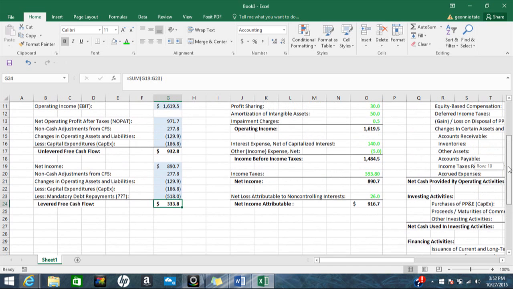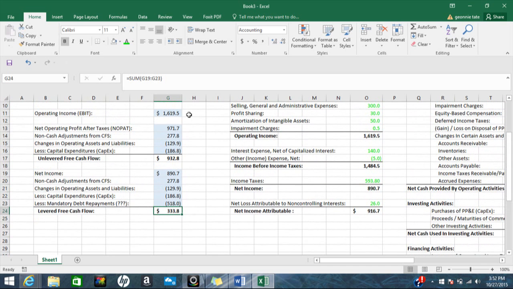As you can see, there is a difference in the amounts between the unlevered and levered free cash flow. First of all, we started with NOPAT for the unlevered, and it's higher than the net income here. And we also use debt, and it's an additional amount that's coming off of the whole formula. So we ended up with $333.80 for the levered free cash flow, but we have $932.80 for the unlevered free cash flow. The difference is because of the different line item we use, net income compared to NOPAT, and also the mandatory debt repayments.